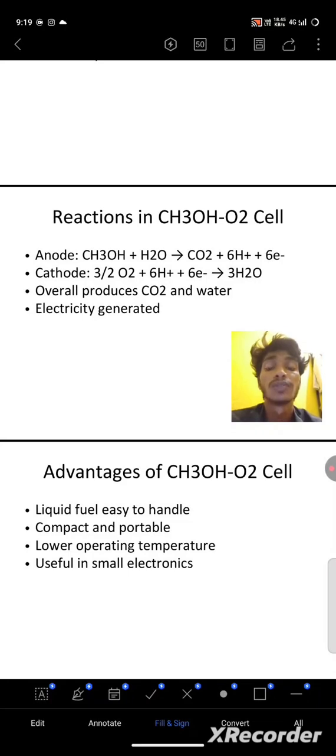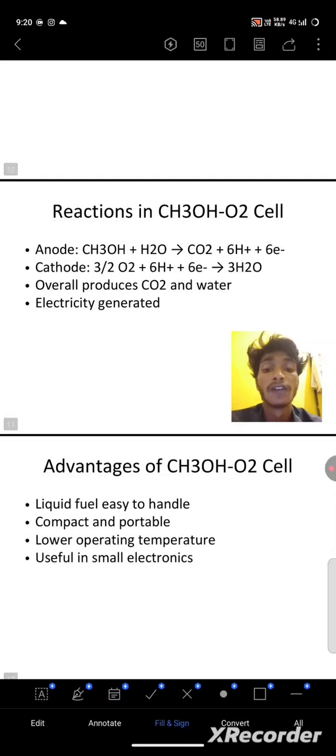Anode: CH3OH plus H2O gives CO2 plus 6H plus plus 6 electrons. Cathode: 3/2 O2 plus 6H plus plus 6 electrons gives 3H2O. Overall, it produces CO2 and water in the CH3OH-O2 cell. Electricity is generated.